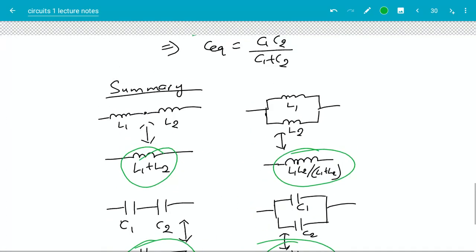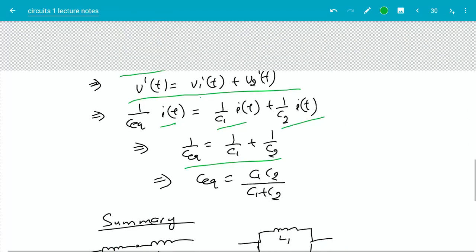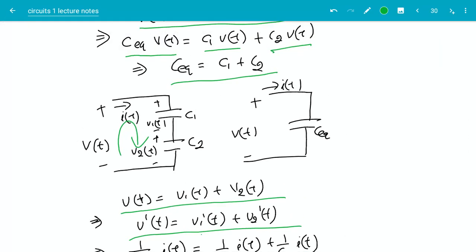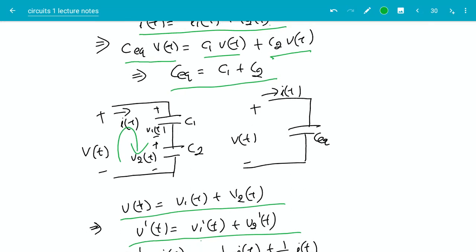One thing to notice is that when you're trying to combine multiple capacitors into a single capacitor, you also have to note the initial conditions of the currents or voltages. Initial conditions also have to be the same. If you've solved some of the examples in the textbook, it will be clear what the initial conditions are. Okay, so that's it.